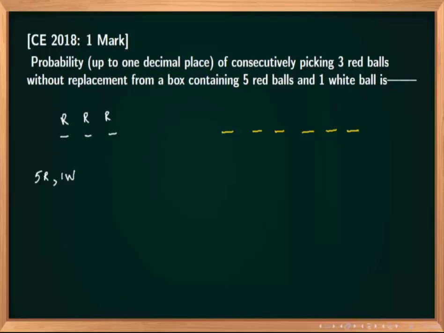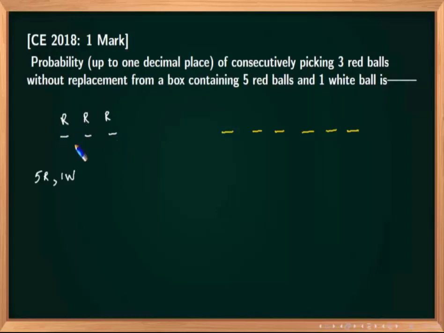Now there is a bit of ambiguity in this question. We will attempt the question 2 different ways. The first way is to interpret the question such that the first 3 pickings must give us 3 red balls. The first must be a red, the second must be a red, and the third must be a red.